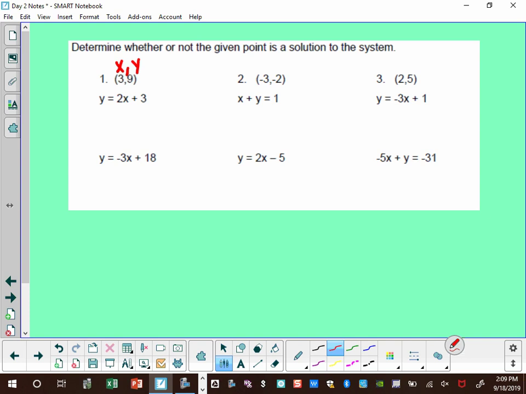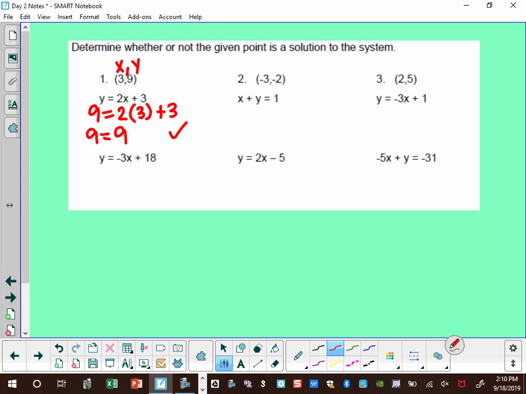If I'm going to check to see if my solution works, I'm just plugging in. My y is 9, so I'm going to write 9 equals 2 times 3 plus 3. You can put this in your calculator if you want, or you can practice your mental math. What's 2 times 3? 6. 6 plus 3? All right, does 9 equal 9? Yep, that one works. That's what we're doing here. We're plugging it in and we're seeing if it works.